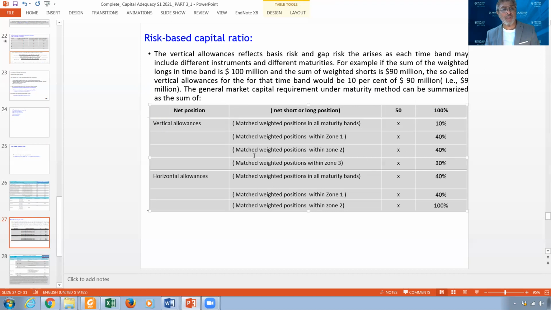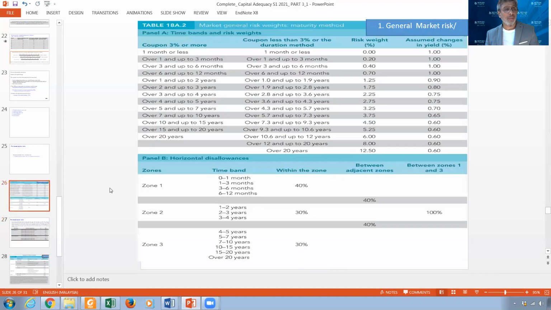And then you have to take the weighted positions within zone 2, because we have zone 1. Zone 1 is from 0 to 1 month, up to 1 year. Zone 2 is from 1 year to 3 and 4 years. Zone 3 is from 4 years until over 20 years. And then there is a difference, as I told you, for the net positions of the shorts and the longs, even within the zones. And they want you to take that into consideration when you calculate that in the market risk.